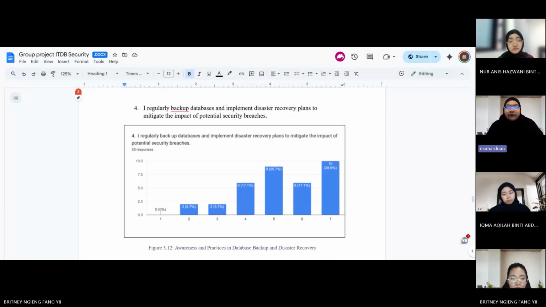Additionally, 17.1% chose a moderate level, suggesting partial implementation. Only a small proportion, 11.4%, combined report low agreement and none strongly disagree. These findings suggest that backup and disaster recovery practices are generally well implemented, although some respondents may still lack fully formalized or tested recovery plans.